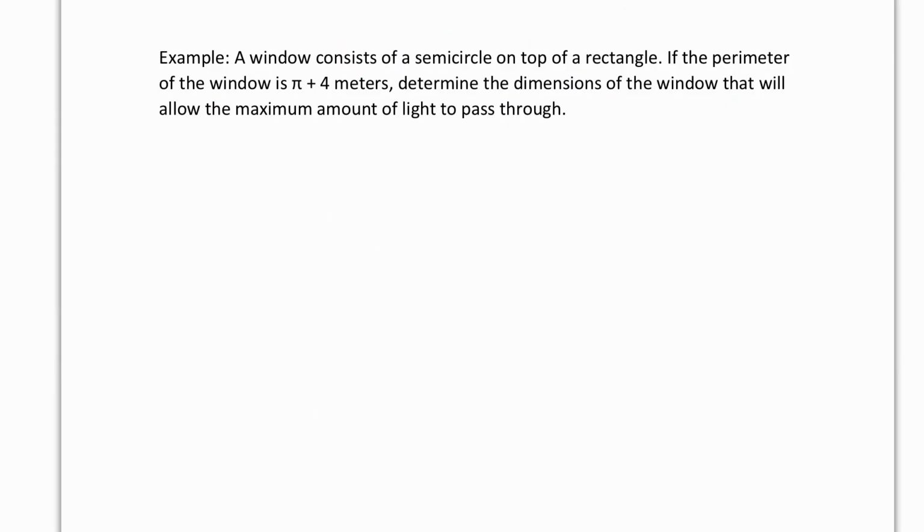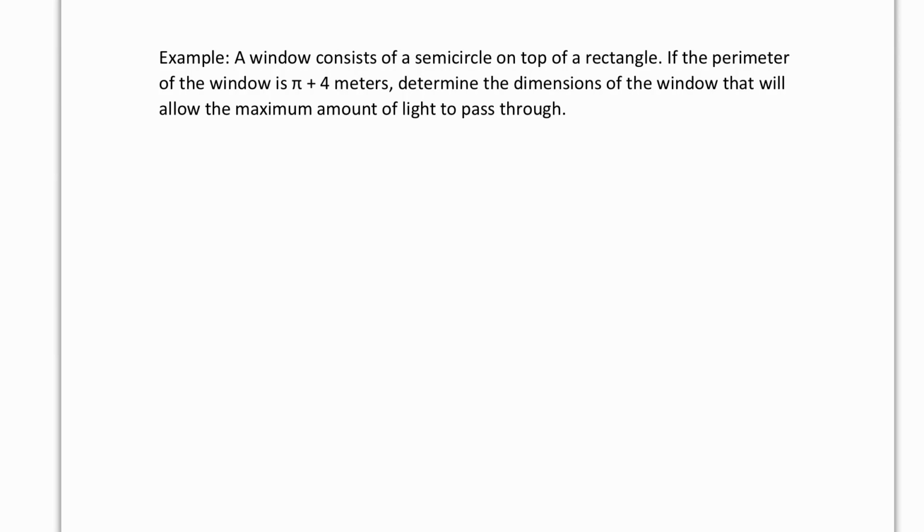So let's look at an example with a window. In this one, we have a window consisting of a semicircle on top of a rectangle. If the perimeter of the window is pi plus 4 meters, determine the dimensions of the window that will allow the maximum amount of light to pass through.